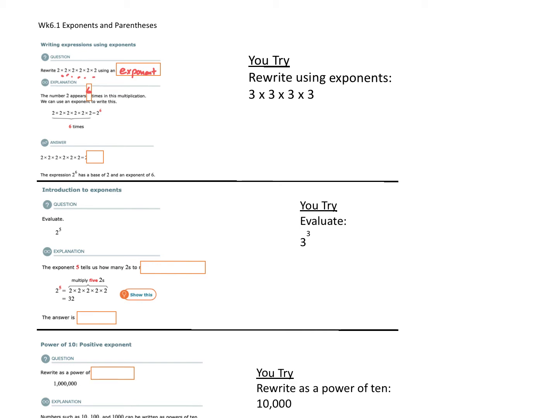So we could multiply it and solve this. So 2, 4, 8, 16, 32, 64. So 2 to the power of 6 is 64.